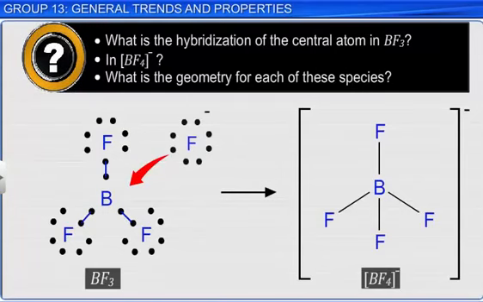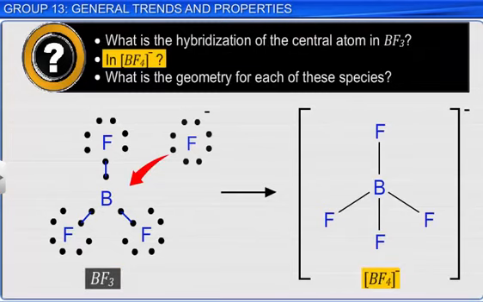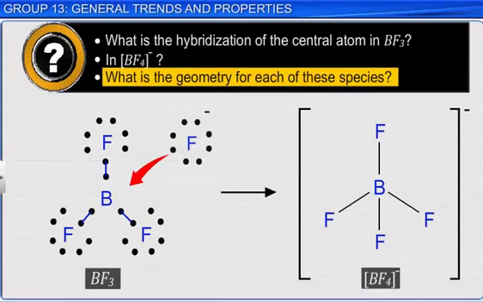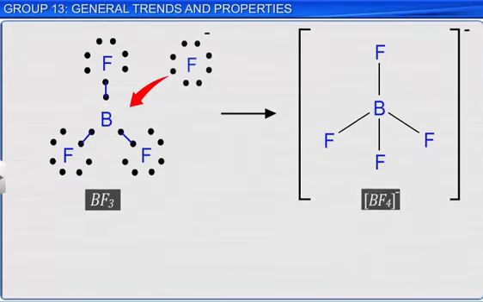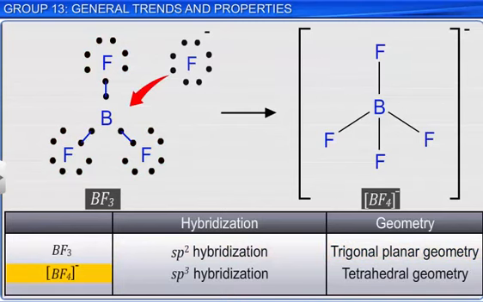Try to answer these questions on your own before checking the answer. What is the hybridization of the central atom in BF3, shown on the left, and for BF4 minus, the product in this reaction? What is the geometry for each of these species? BF3 with a coordination number of 3 around the central atom displays sp2 hybridization. Its geometry is trigonal planar. In BF4 minus, there is a coordination number of 4 around the central atom. So, the hybridization is sp3. The geometry is tetrahedral.